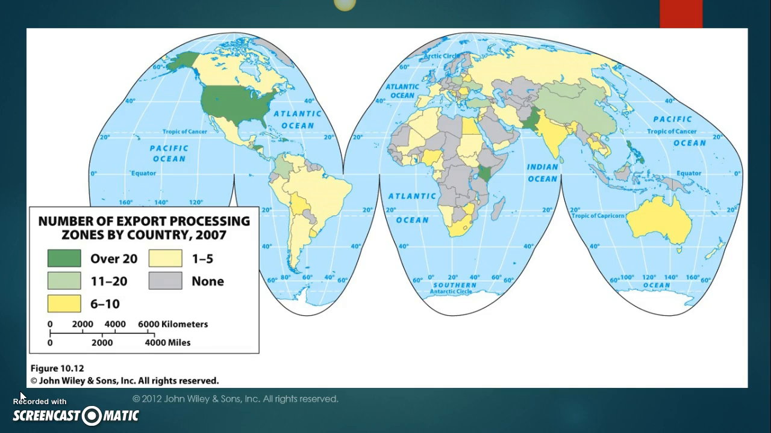Large parts of sub-Saharan Africa, right? Large parts of industrialized Europe don't worry about export processing zones. Okay? They don't necessarily need them. And we've got a lot of kind of mid-level developing areas that have a few, right? 1 to 5, 6 to 10, and in some cases higher developed countries.